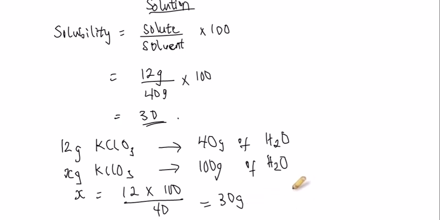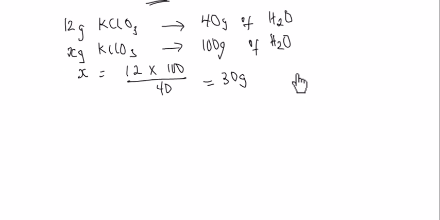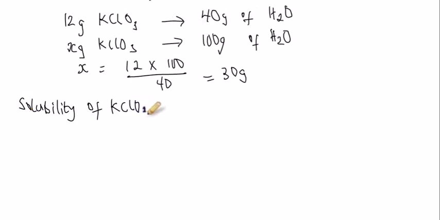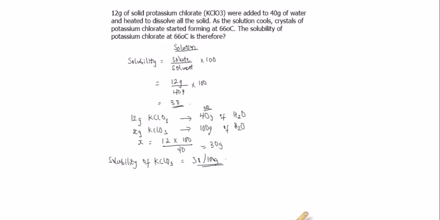Hence we can say the solubility of KClO3 is 30 grams per 100 grams of water, and this will be serving as the final answer. So either of the methods we are making use of, we are still getting 30 as the final answer, and that will be the end to the solution of the question.